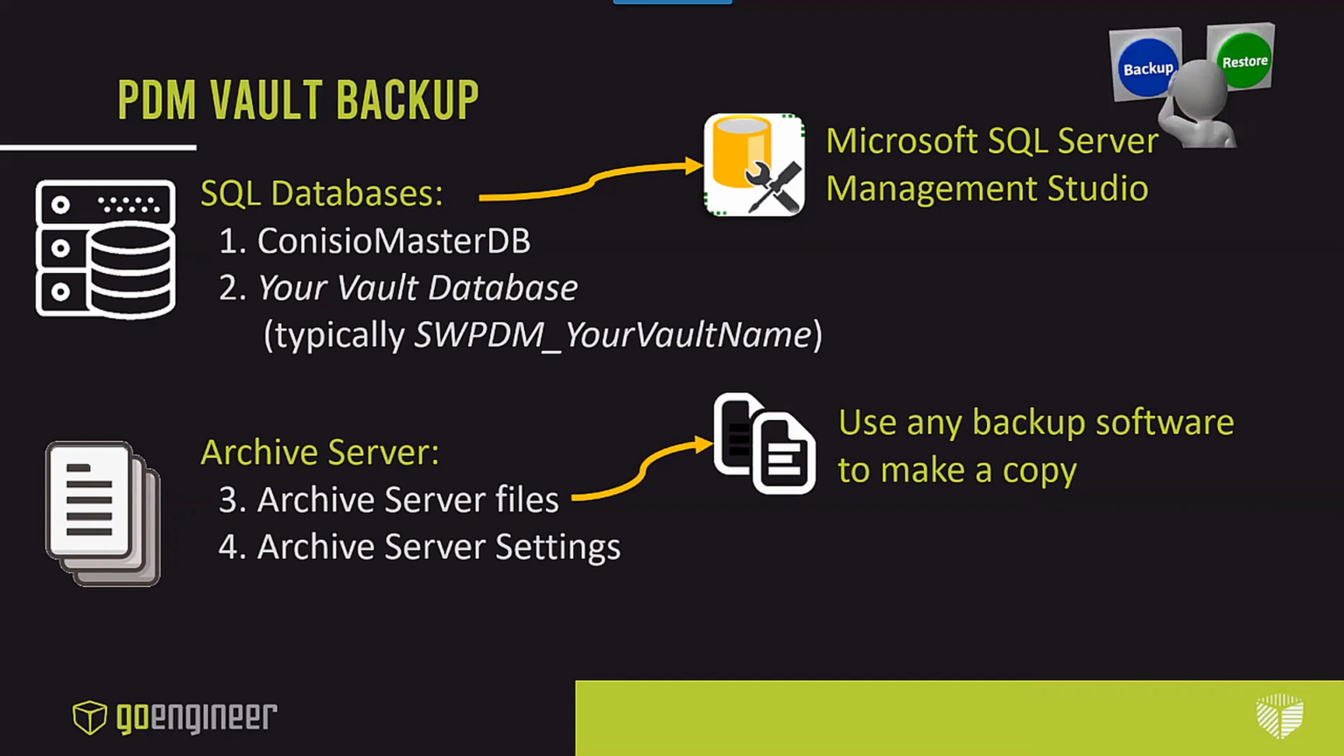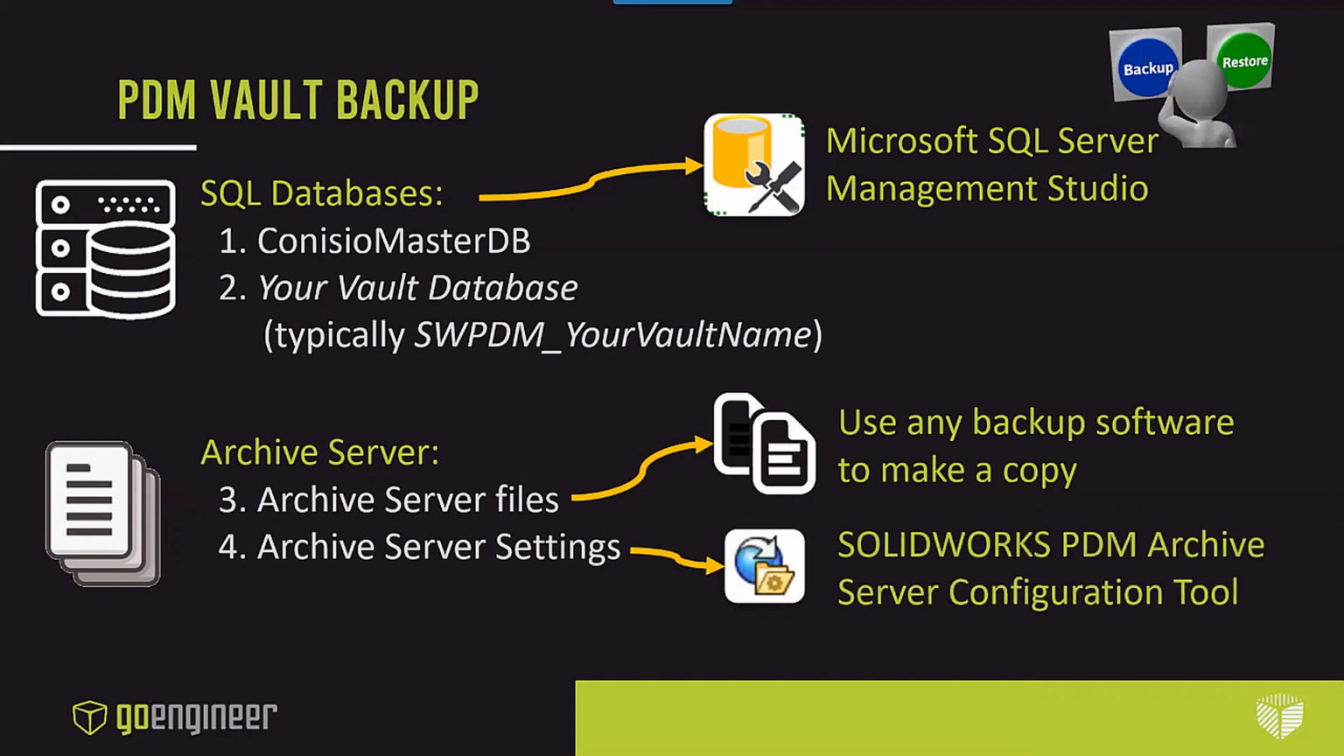The next thing we'll show is backing up your archive server. You can really use any backup software. It's just a copy of the physical file system where the archive files are stored. And then we'll need to back up the archive server settings, and we'll use the SOLIDWORKS PDM archive server configuration tool to do that. So I'm going to show how to do a one-time backup of all these components, and then how to do scheduled backups of all these so that it's not something you have to manually do each day.